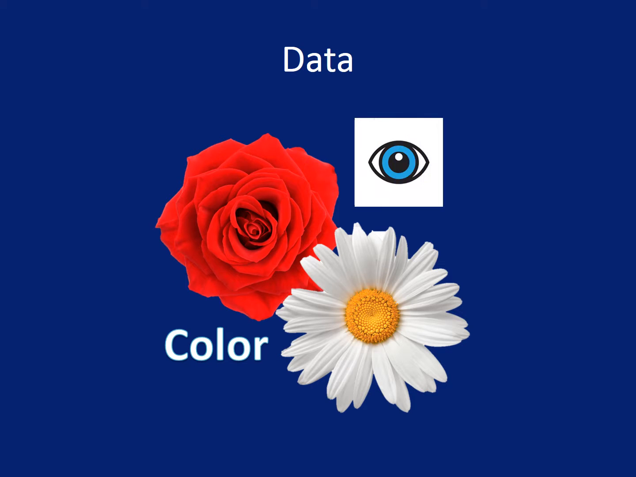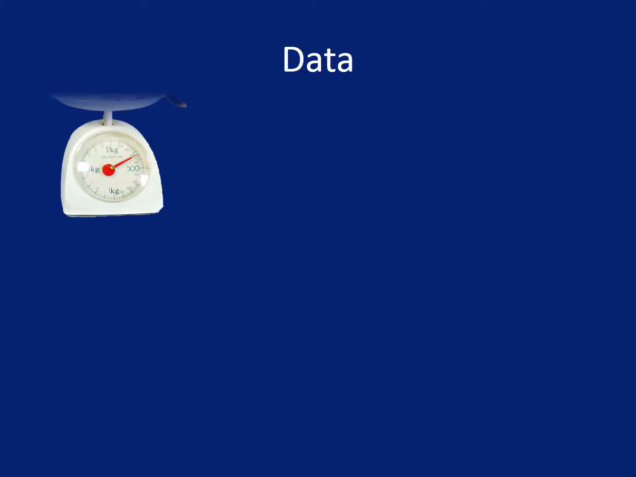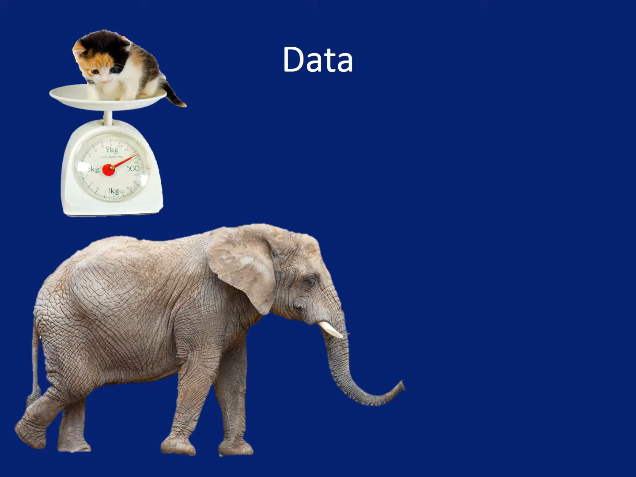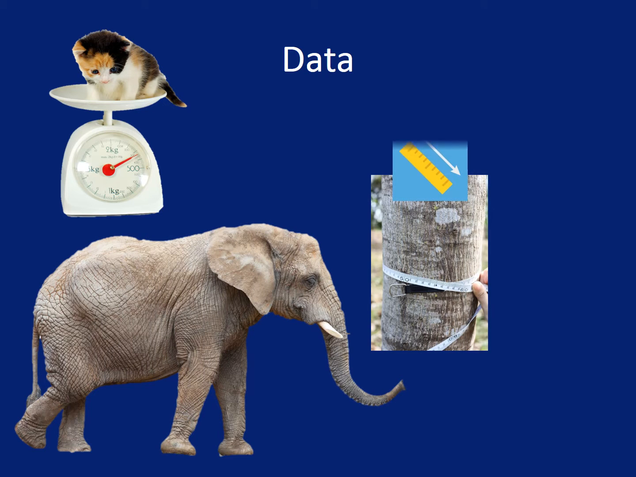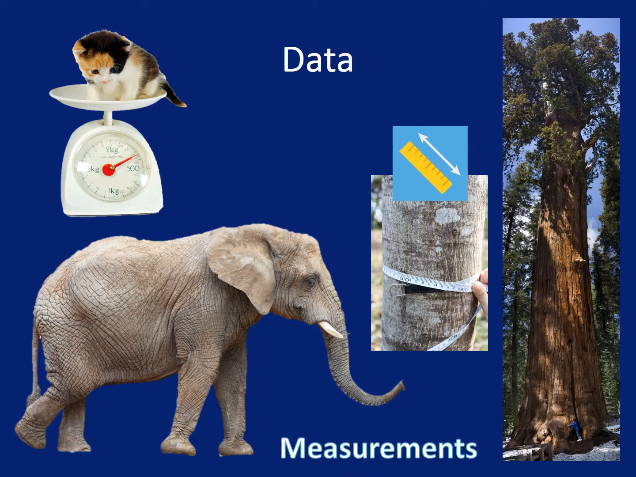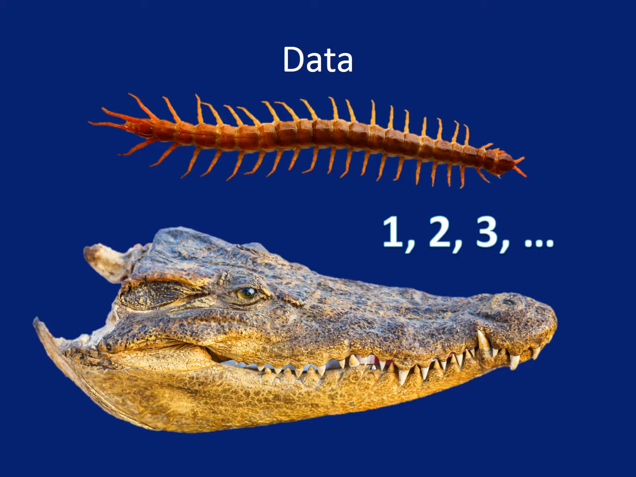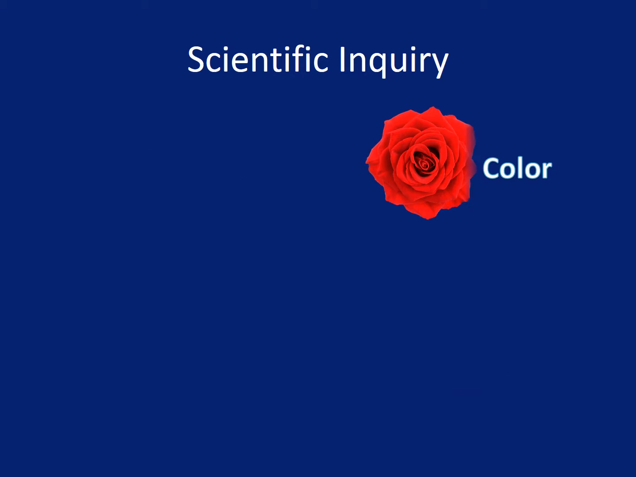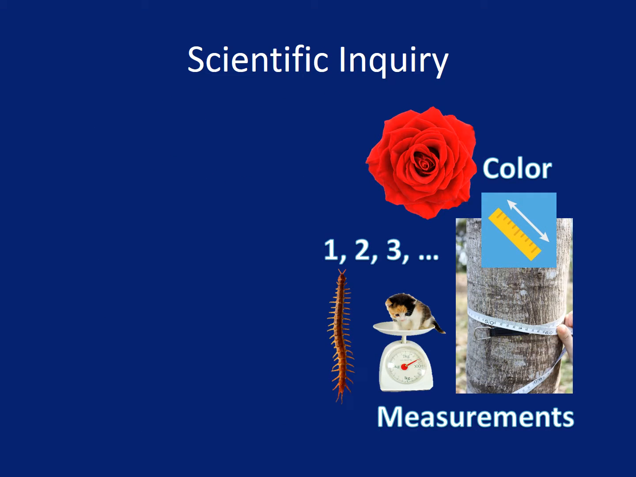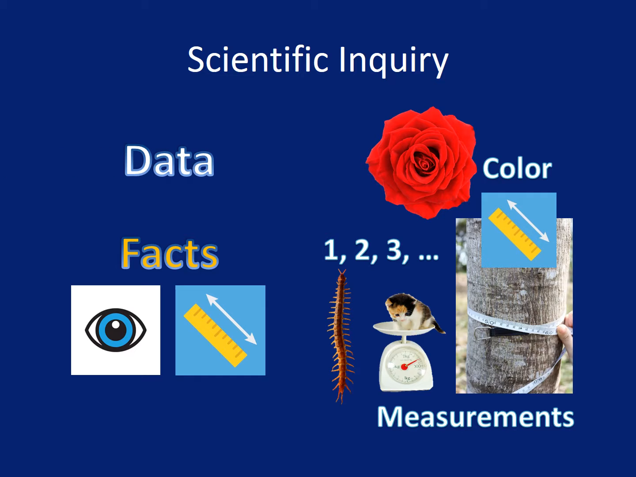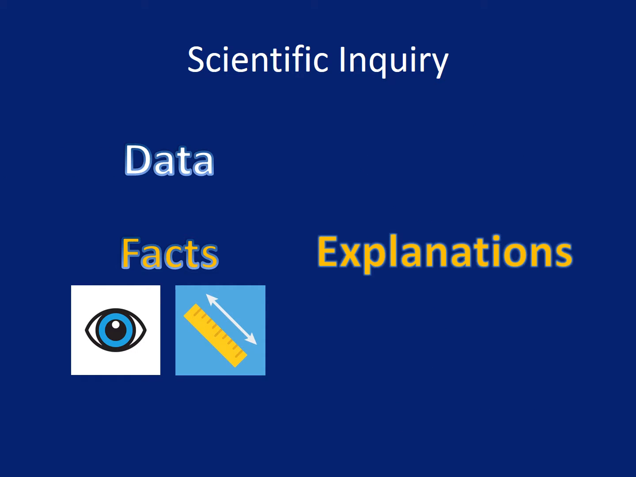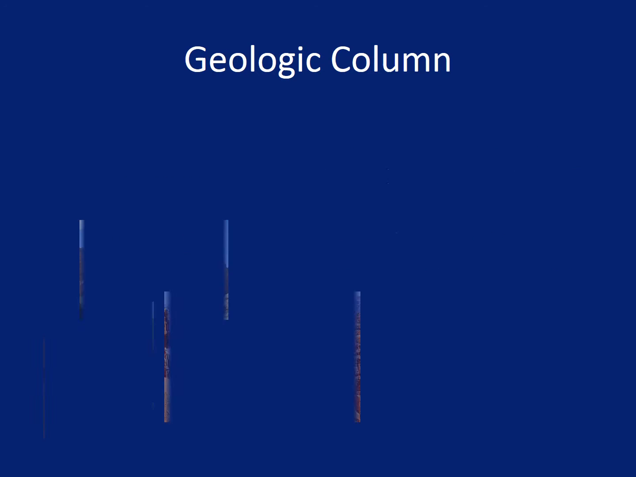We can observe the color of flowers. We can find the weight of a kitten or an elephant and measure the circumference or height of a tree. We can count a crocodile's teeth or the legs on a centipede. All these pieces of information are facts or data. The ideas scientists come up with to explain the data are called interpretations.